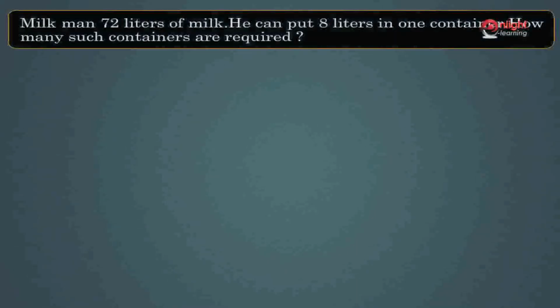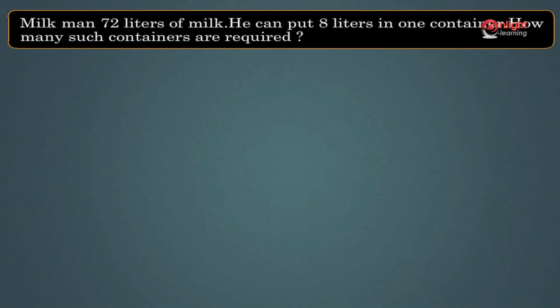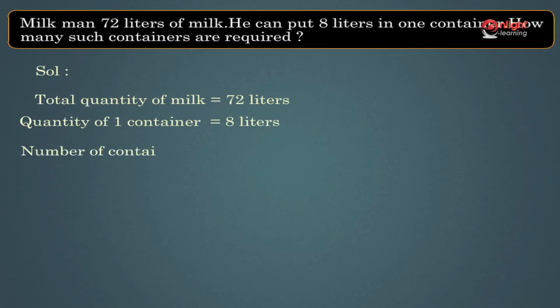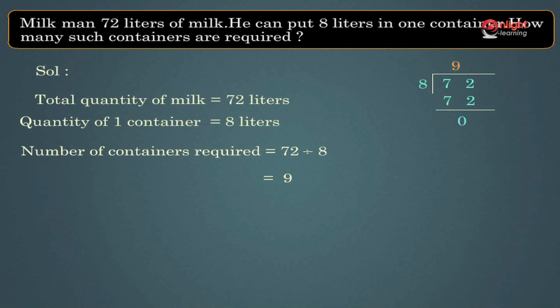Milkman has 72 liters of milk. He can put 8 liters in one container. How many such containers are required? Solution. Total quantity of milk equal to 72 liters. Quantity of one container equal to 8 liters. Number of containers required equal to 72 divided by 8 equal to 9. Therefore, milkman requires 9 containers.